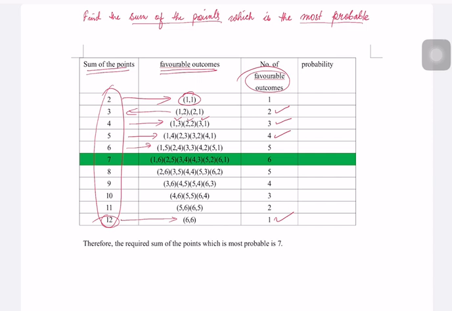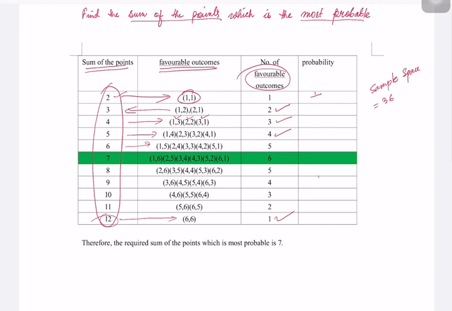Let's find out the probabilities for these columns. That is, when the sum of the points is 2, and we know that the total number of outcomes in the sample space is 36, so the answer will be 1 by 36. Here you will get 2 by 36. Here you will get 3 by 36. Here you will get 4 by 36, because 4 is the favorable outcome.